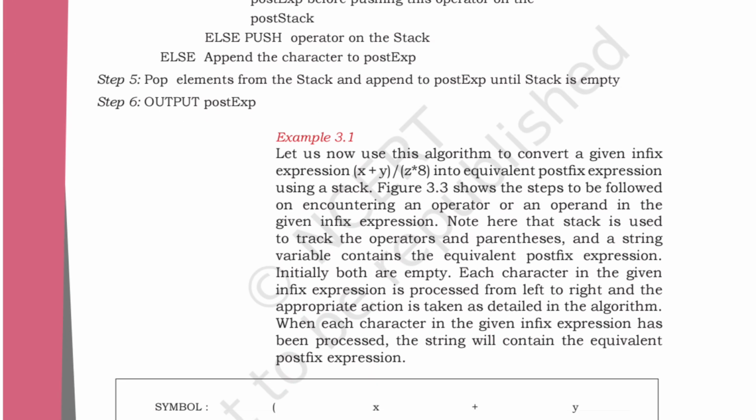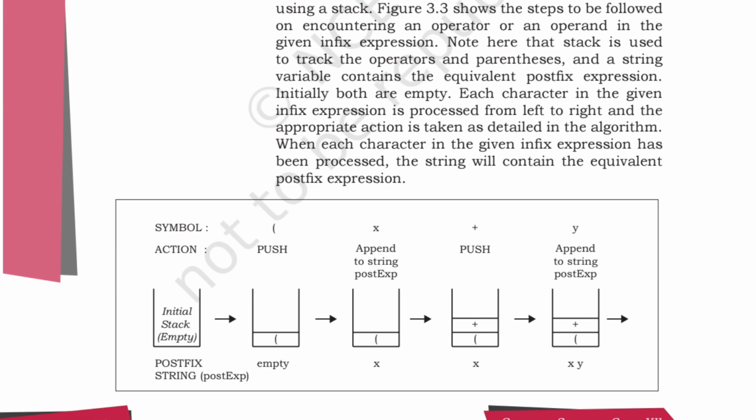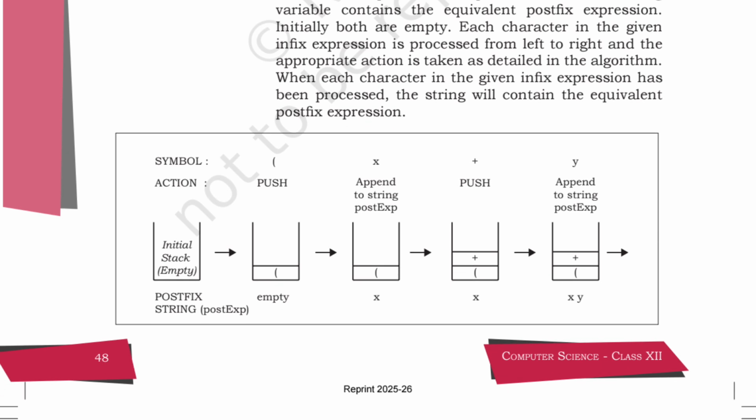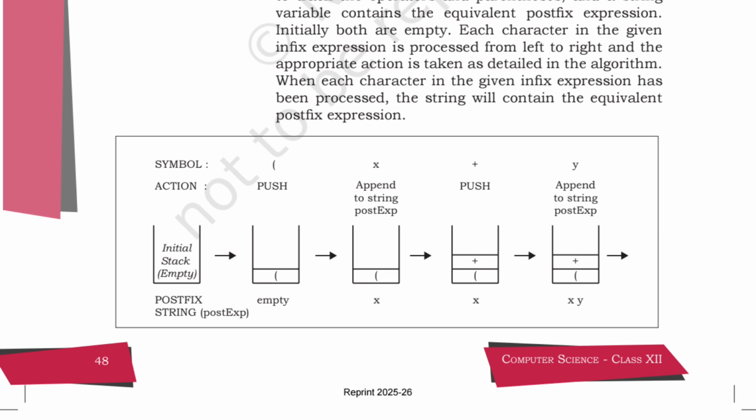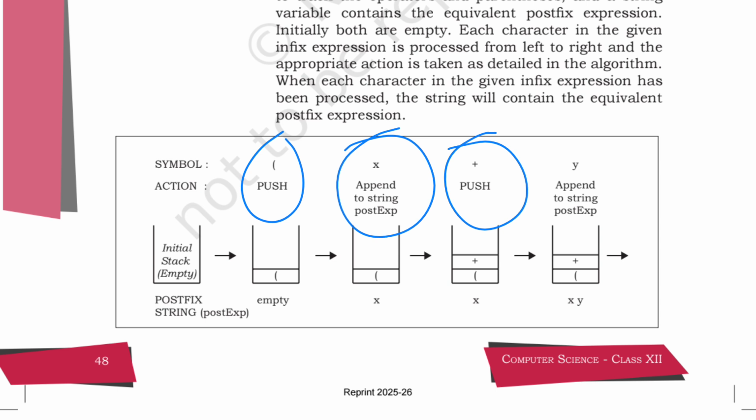This is one example you can take. Listen, I will directly explain this example. Symbol: push, append x, push plus, append y. So what you have to remember: for the operands you have to use append, and for the operators you have to use push and pop. So over here I am using just push, and for the operands we have to use append.